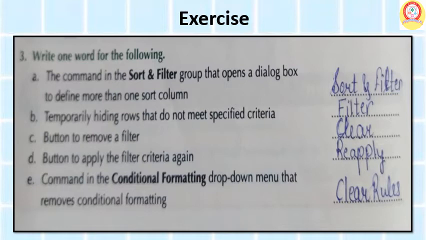Write one word for the following. Question 3. A. The command in the Sort and Filter group that opens a dialog box to define more than one sort column. Sort, under Sort and Filter. B. Temporarily hiding rows that do not meet specified criteria. Filter. C. Button to remove a filter. Clear. D. Button to apply the filter criteria again. That is Reapply. E. Command in the Conditional Formatting drop-down menu that removes conditional formatting. Clear Rules.